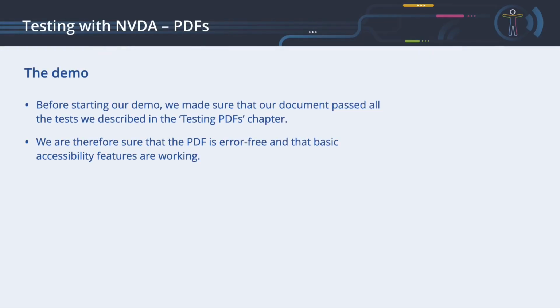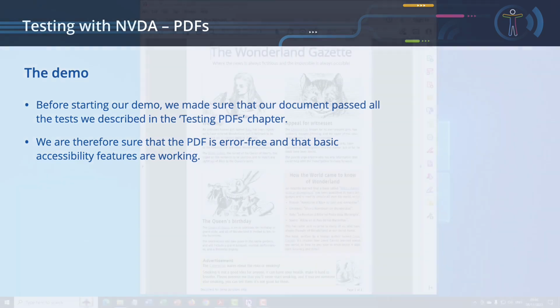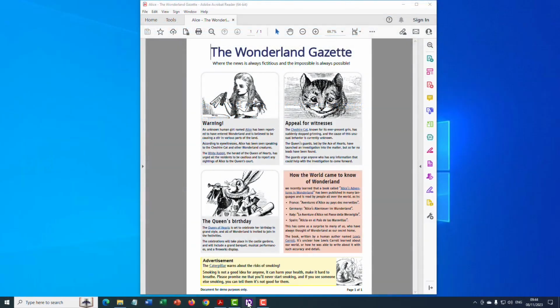The demo. Before starting our demo, we made sure that our document passed all the tests we described in the Testing PDFs chapter. We are therefore sure that the PDF is error-free and that the basic accessibility features are working. We are using document tagging, semantic elements, and alternative texts. We have prepared a simple document. For our demo, we opened the document using Acrobat Reader, but we could also use Acrobat Pro.